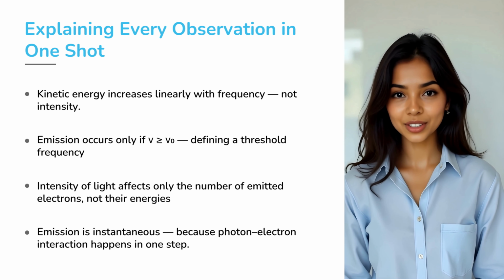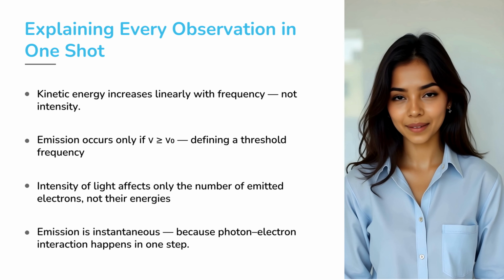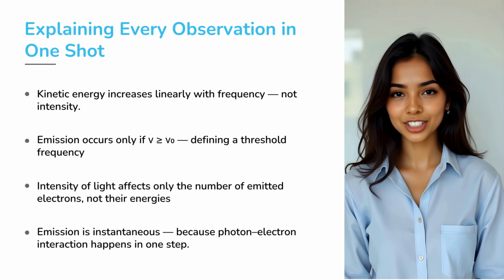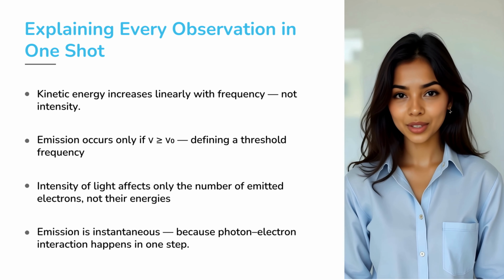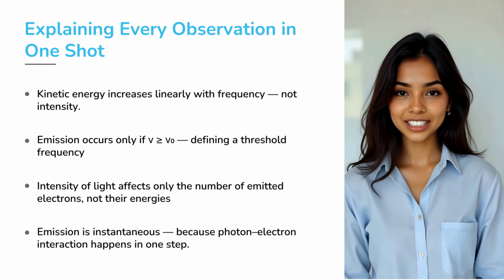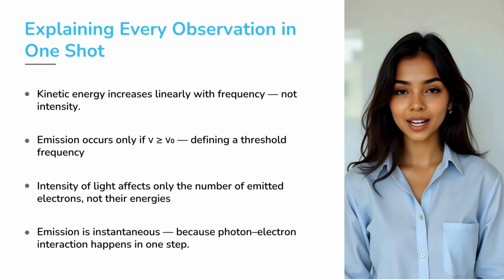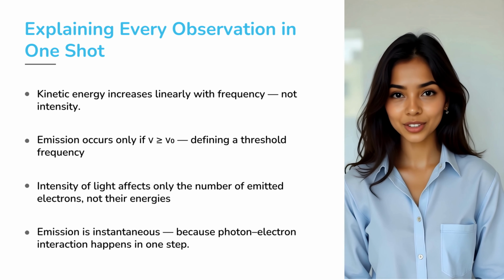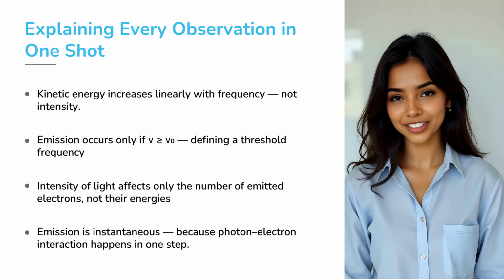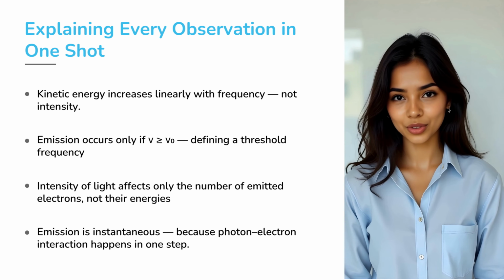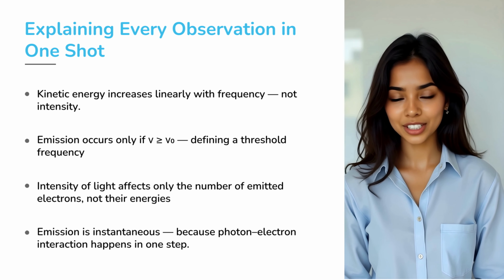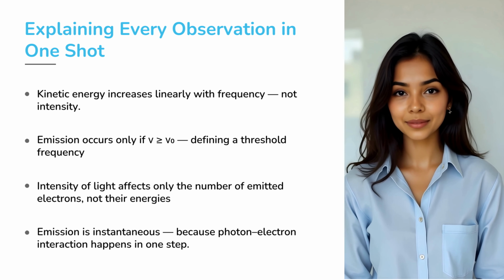The kinetic energy of emitted electrons increases linearly with frequency because K max equals h nu minus phi naught. No electrons are emitted below a certain threshold frequency even if the light is intense. The intensity of light affects only the number of electrons emitted, not their energy. And emission is instantaneous because one photon transfers its entire energy to one electron instantly.